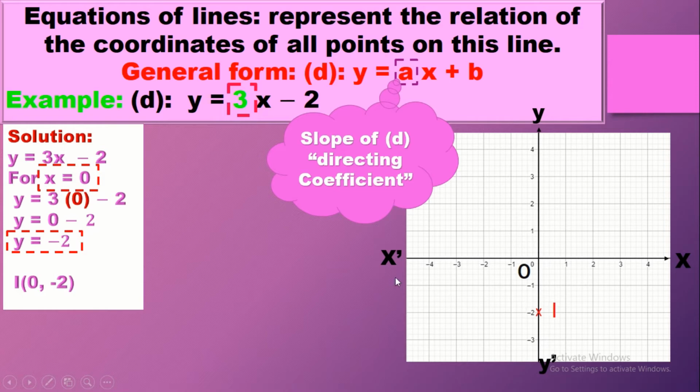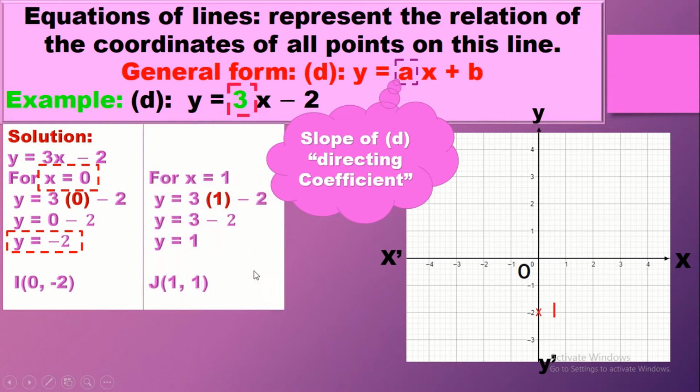Now we're going to find the second one. For x equal 1, for example, you can take any value for x you want. We just replace x by its value. So y equals 3 times 1 minus 2. 3 times 1, sure, it's 3, minus 2, 1. So x equals 1 and y equal 1. Now what are the coordinates of the other particular point? 1, 1. We just plot it and join them to get the straight line D.